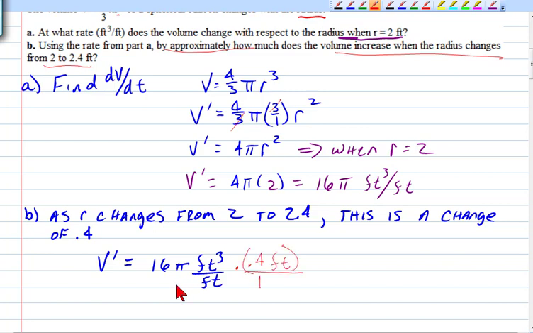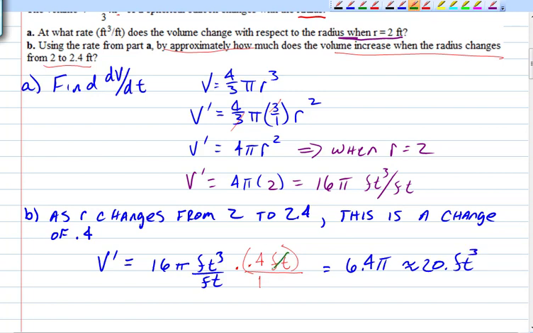So we take the rate of change of volume when the radius is 2. It's changing at a rate of 16 pi cubic feet per foot. And as we increase the radius from 2 to 2.4, this is an overall change of 0.4. Do you see what I'm doing here? So if we multiply the rate of change times that 0.4, what do we end up with? 0.4 times 16, that's 4/10. That'd be 6.4 pi, which is approximately 20.1 cubic feet.